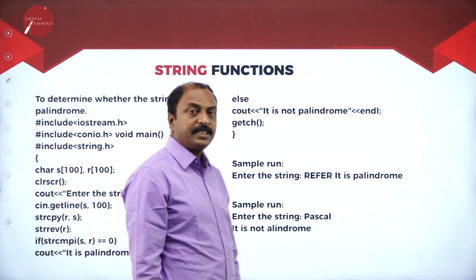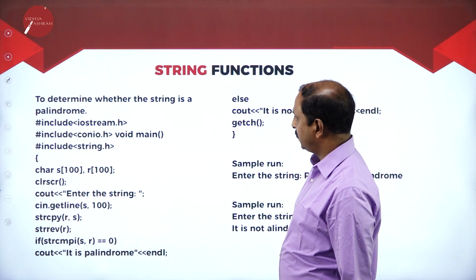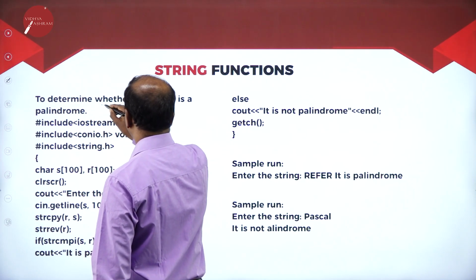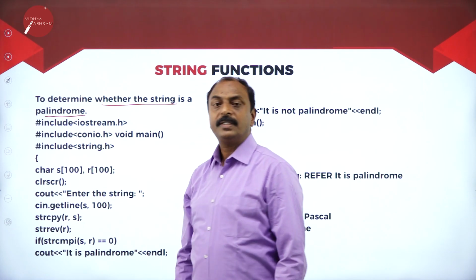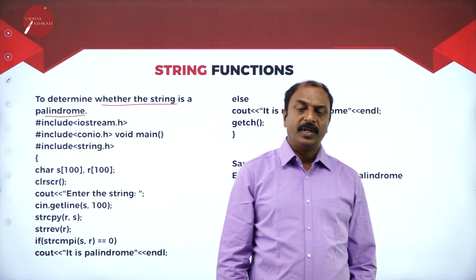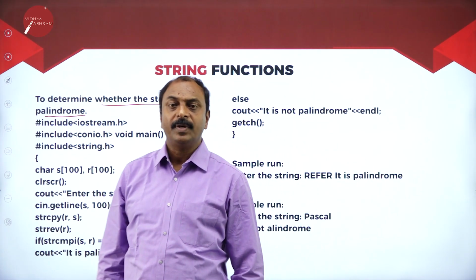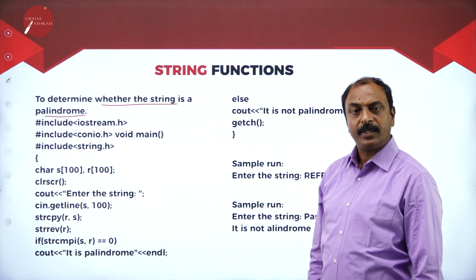Now let us see a simple program to show the working of string functions. Here it is a program to determine whether the string is a palindrome or not. So what is a palindrome, students? If you read a string either from left to right or right to left, it is the same. That is the meaning of a palindrome word or a palindrome string.